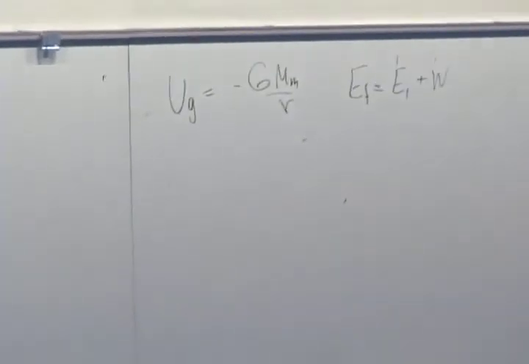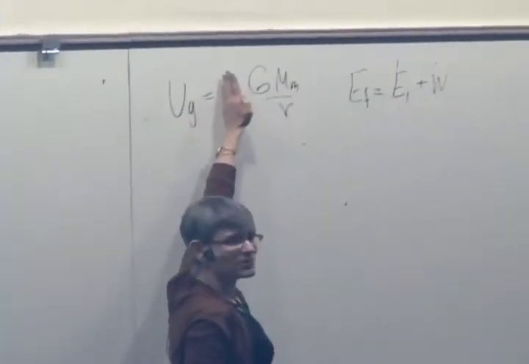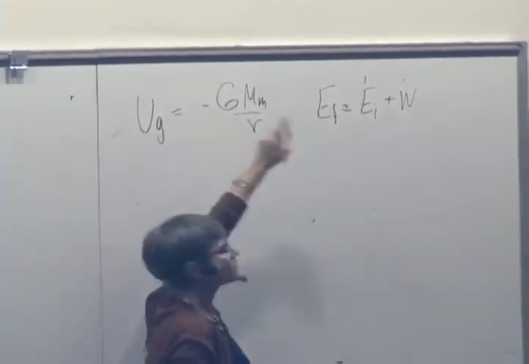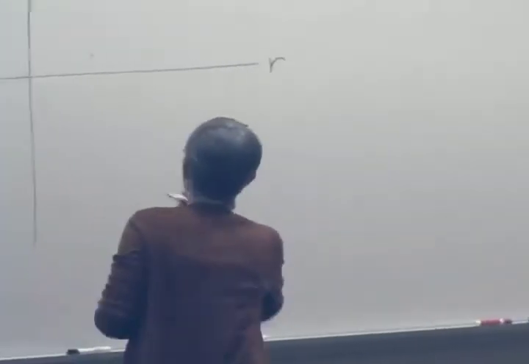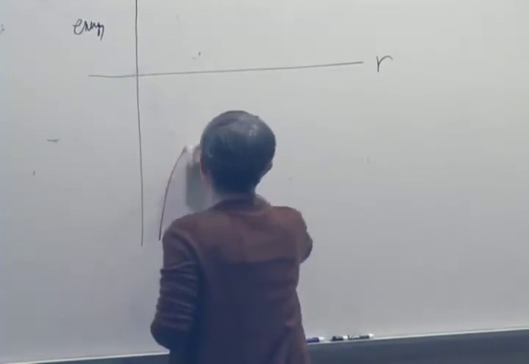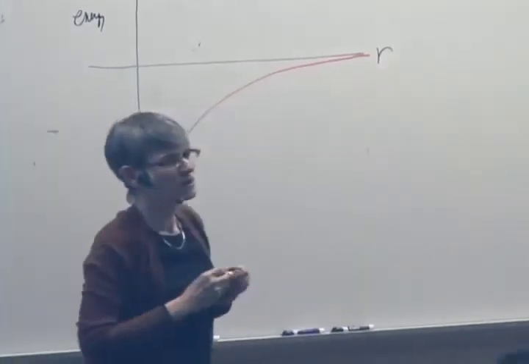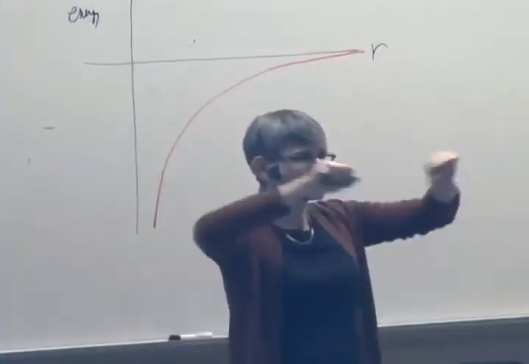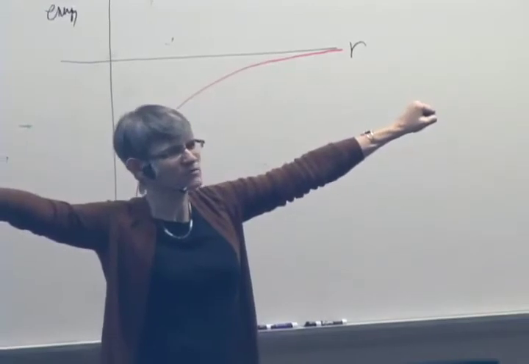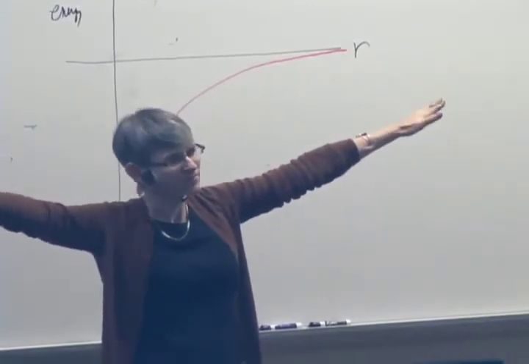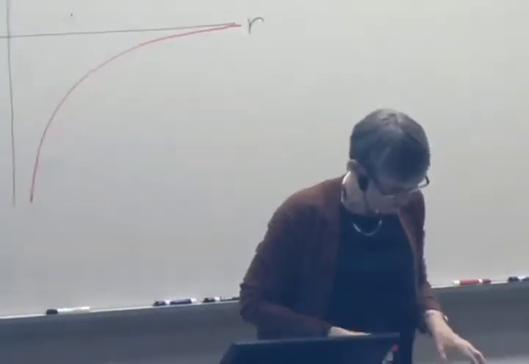So when R is small, the absolute value of this is big. When R is large, the absolute value is small, but there's that negative sign, which means that it does indeed look like this. And as we were just talking about, the gravitational potential energy due to the interaction between two objects really does approach zero as they get very, very far apart. So it needs to go to zero as they get far apart. So good.